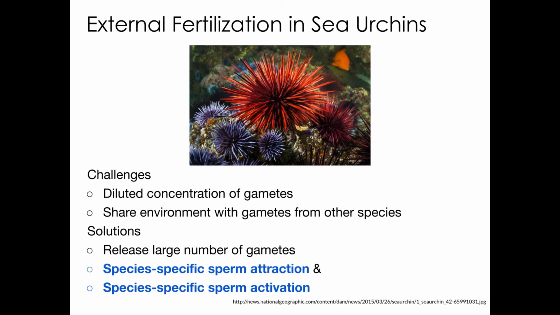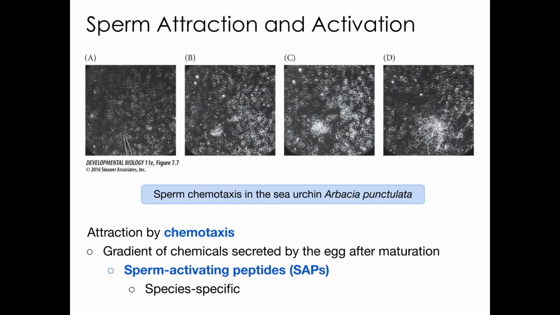Another problem associated with external fertilization is that the gametes are shared with the gametes of other species. So there has to be a mechanism to attract and to activate the sperm to allow the binding of the egg and the sperm in a species-specific way. The attraction of the sperm to the egg in sea urchin is accomplished by sperm-activating peptides, and these are chemoattractants that are made by the egg and they diffuse from the egg jelly. The SAPs are secreted by the oocytes once they are mature, so once they're able to be fertilized, and they attract the sperm in a species-specific way.